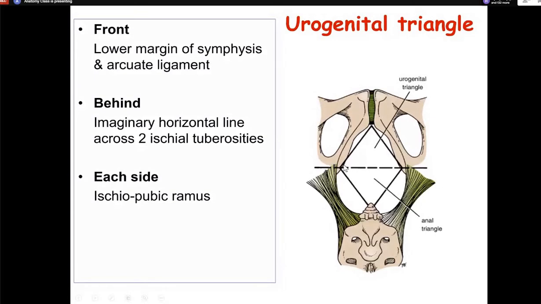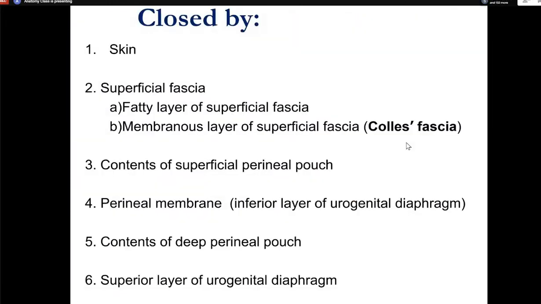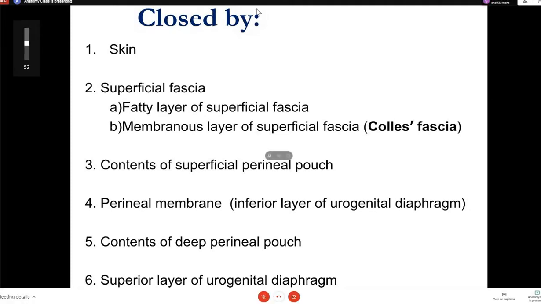Okay, so we have already done this in two slides. Urogenital triangle, you know the boundary of the urogenital triangle as well. Anteriorly, the urogenital triangle is bounded by the pubic symphysis, that is the lower margin of the pubic symphysis. Posteriorly we have the horizontal line that joins the ischial tuberosities, and on each side we have the ischiopubic ramus. I have already taught you this as well.